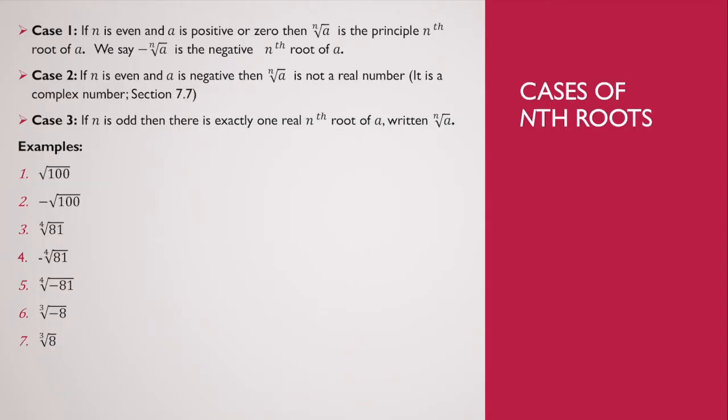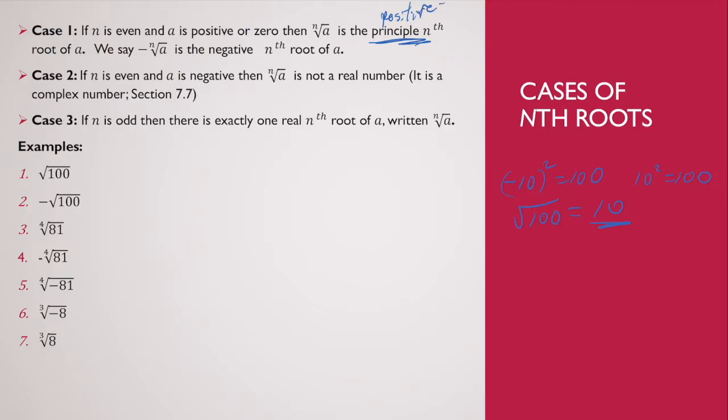So there are some different cases of nth roots. If n is even and a is positive or 0, then the nth root of a is the principal nth root of a, right? Because remember, I could take negative 10 squared and that'd give me 100. Or I could take a positive 10 squared and that would give me 100. But when I take the square root of 100, I want 10 because I want the principal nth root. By principal, that means positive.